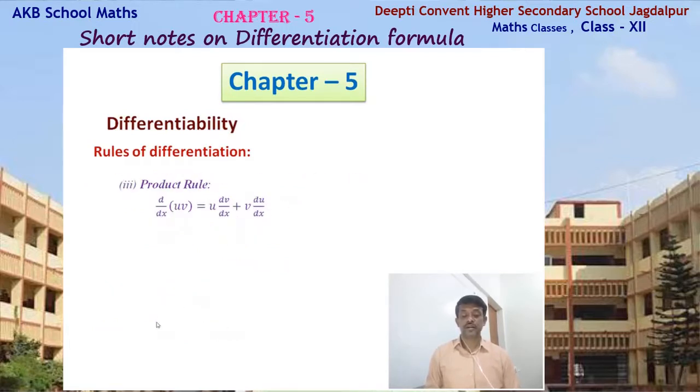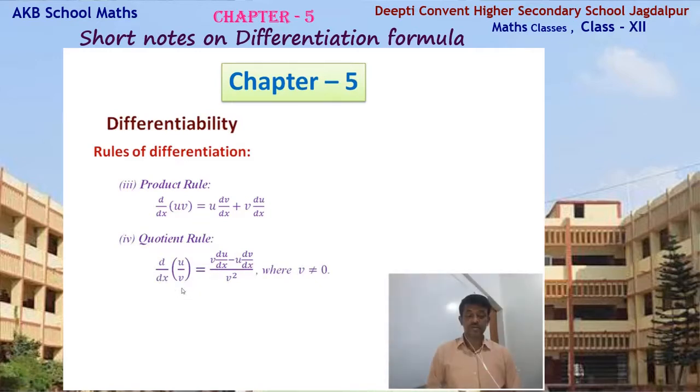Now the product rule: u and v, the derivative of u dot v is the first function times the derivative of the second plus the second function times the derivative of the first. This is the product rule. And the quotient rule: u by v, where v should not be equal to 0. The denominator is v square, and on top, the first is the denominator times the differentiation of the numerator, minus the numerator times the differentiation of the denominator, where v is not equal to 0. This is the quotient rule.